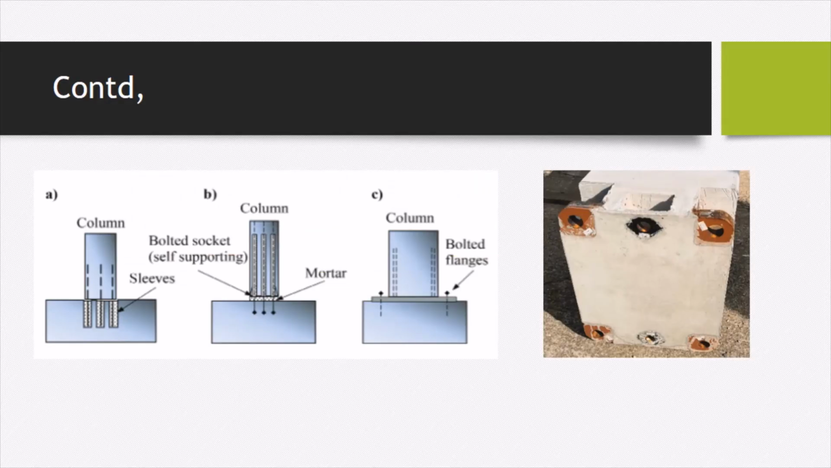And then this is the last part, column to foundation. In the first part you can see some sleeves fitted in the foundation and connected with the column base. In the second part you can see a socket fitted in the column base and mortared with the foundation. And in the third part, with the help of a steel plate we bolt both parts, and the connection is done.